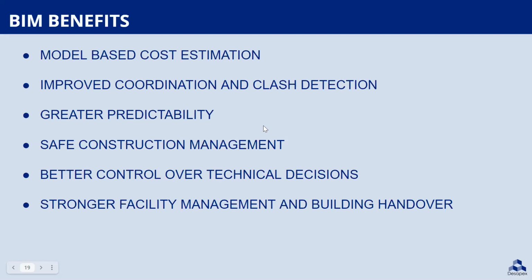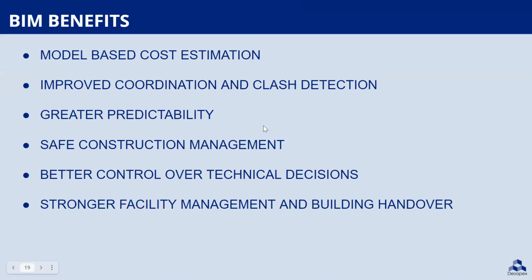Improved coordination and clash detection. BIM allows better coordination between the architect and MEP and structural consultants, detecting any clashes before construction begins. By avoiding these clashes, we can reduce the amount of rework needed on any given project or any given job.